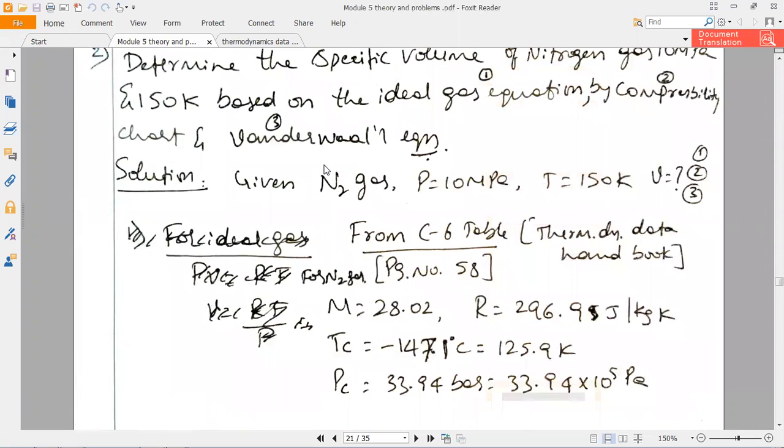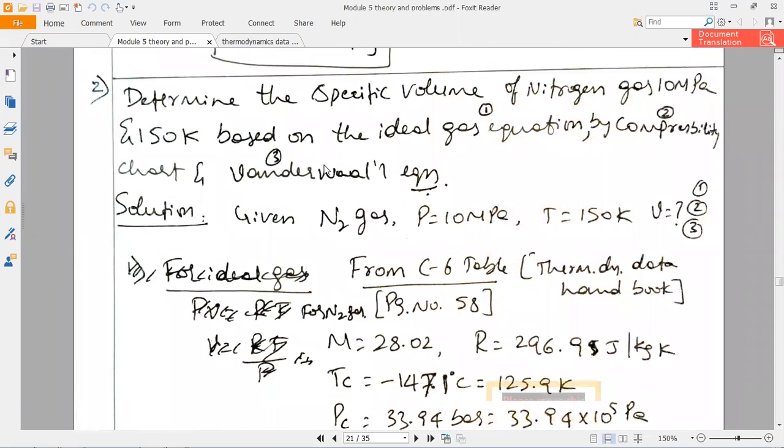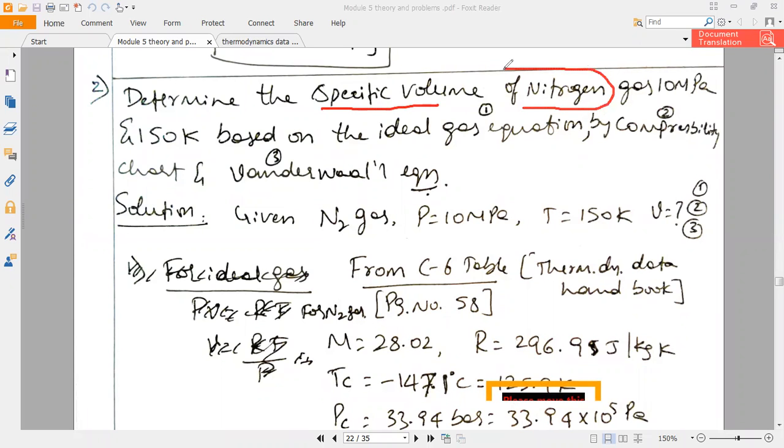Next, determine the specific volume of nitrogen gas. See, this one is exactly similar to the previous problem. Here also you have to find the specific volume, but not for an unknown gas, but a known gas. It is mentioned as nitrogen gas at existing pressure 10 megapascal and existing temperature 150 Kelvin, based on the ideal gas equation, that is PV is equal to RT, the compressibility factor chart, that is PV is equal to ZRT, and the van der Waals equation.